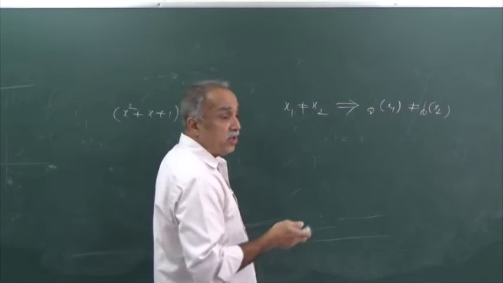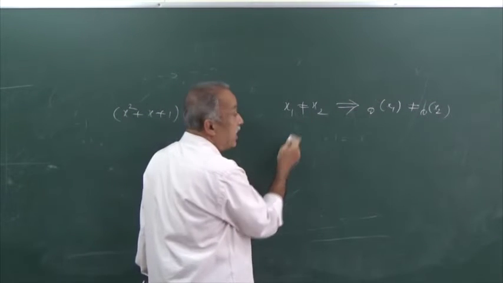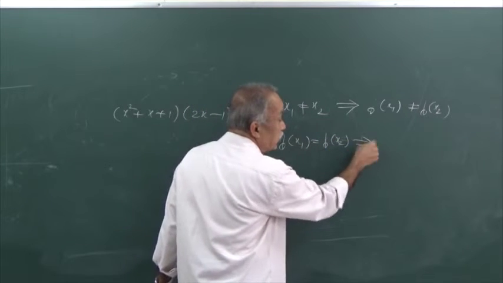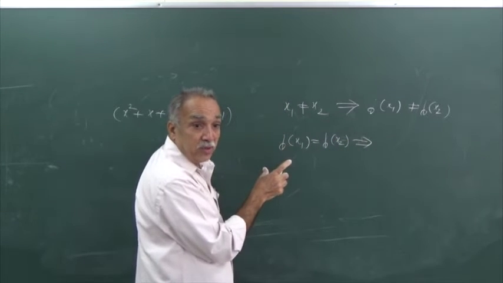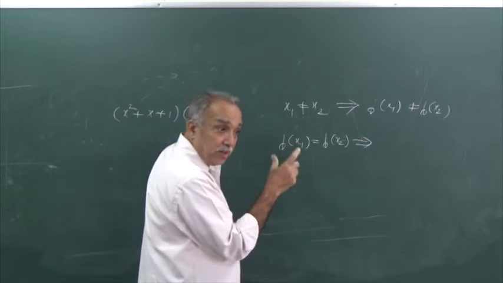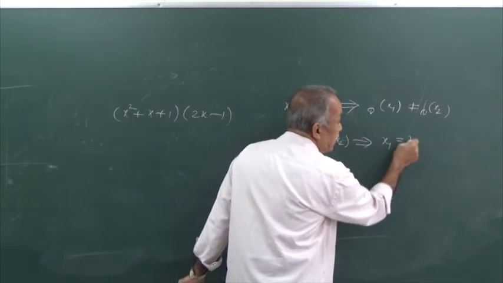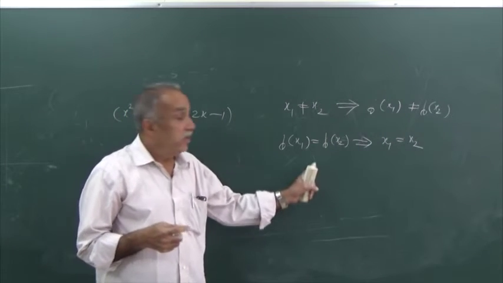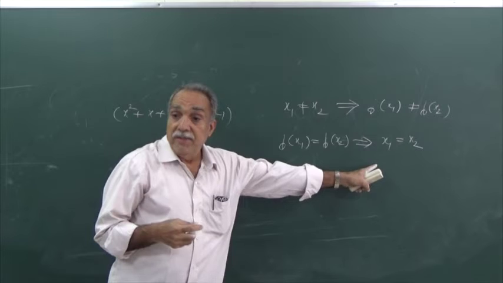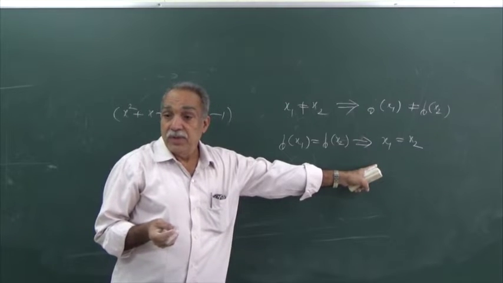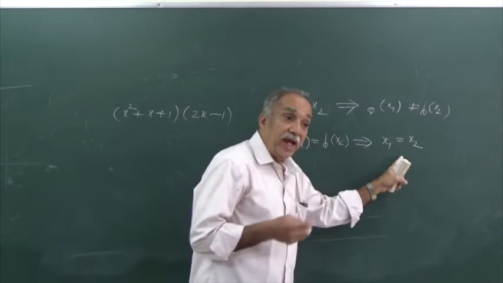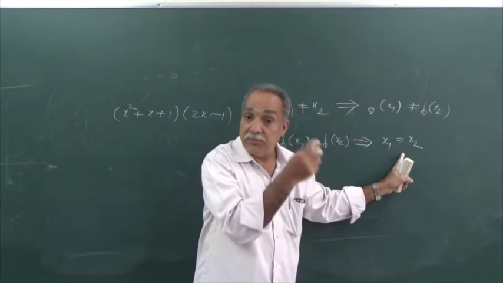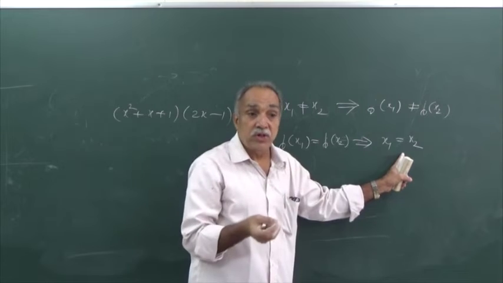Apply negation on both sides. You will find this is exactly the same as claiming if f of x1 is equal to f of x2, if two image elements are equal, then their pre-images must be equal. If this implies x1 equal to x2, whenever f of x1, f of x2 are defined, equality implies equality here. That means the function is 1-1. If together with this you get something else also, that means the function is not 1-1.